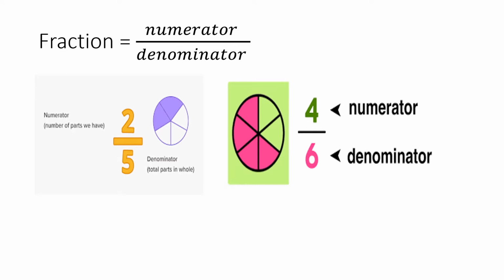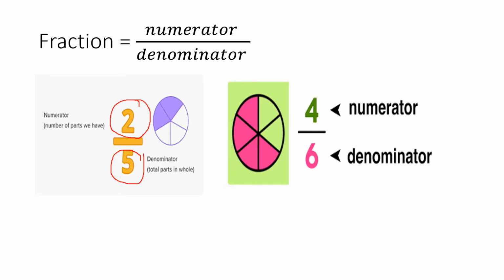Next, a fraction has 2 parts, numerator and denominator. So numerator shows us the number of parts we have. This is the numerator. While the denominator shows us the total number of parts. How many total parts are there? So, okay, so this is 2 by 5. 2 is the numerator and 5 is the denominator.